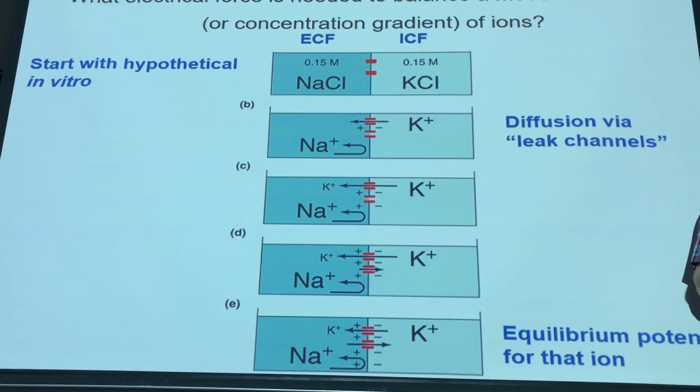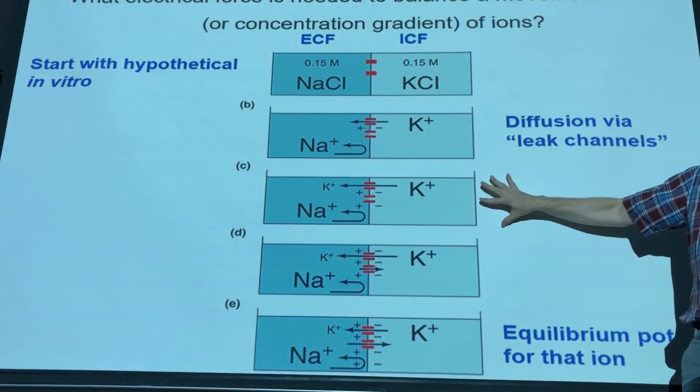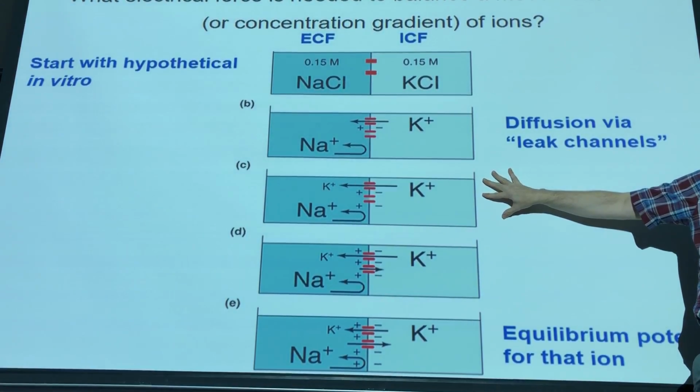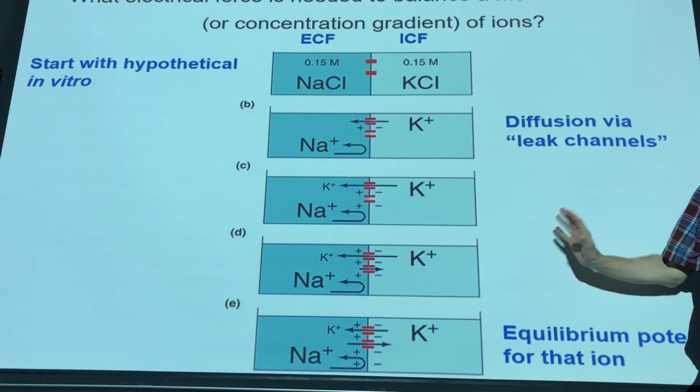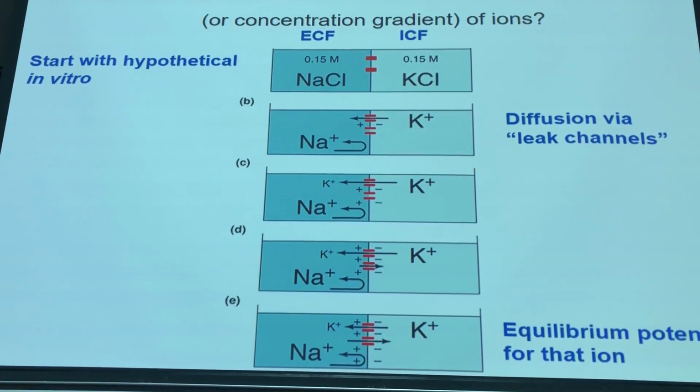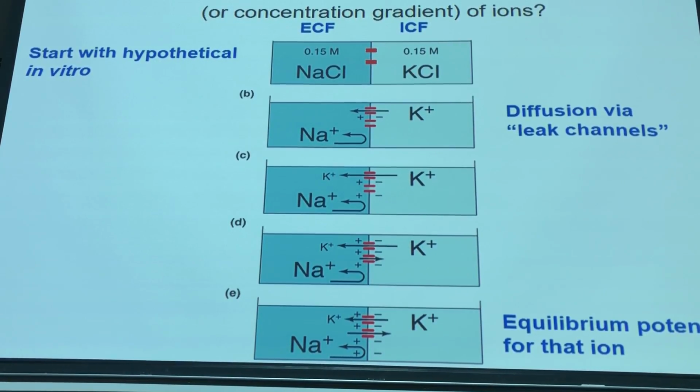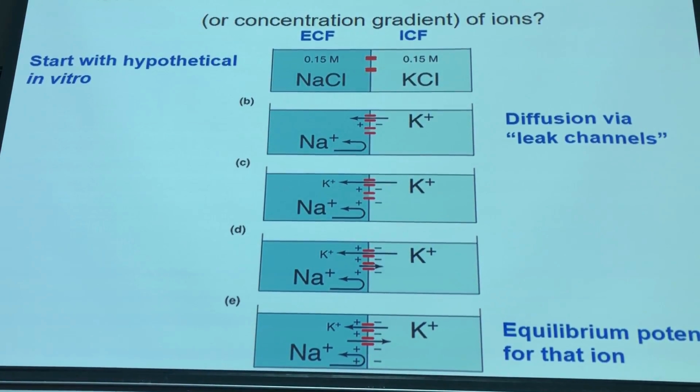So that brings our term electrochemical gradient back up that we talked about. This gradient is electrical and it's chemical, okay? And basically, this creation of this electrochemical gradient is the creation of the membrane potential, okay? This is how the resting membrane potential is created in a neuron.